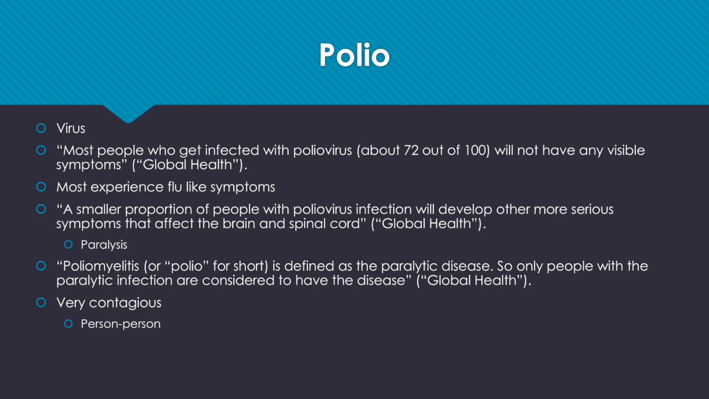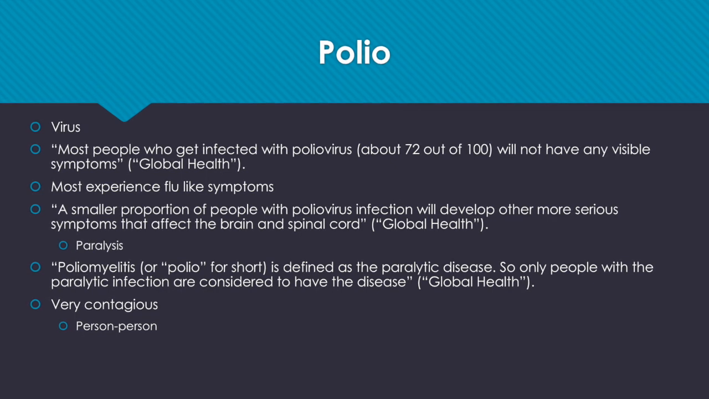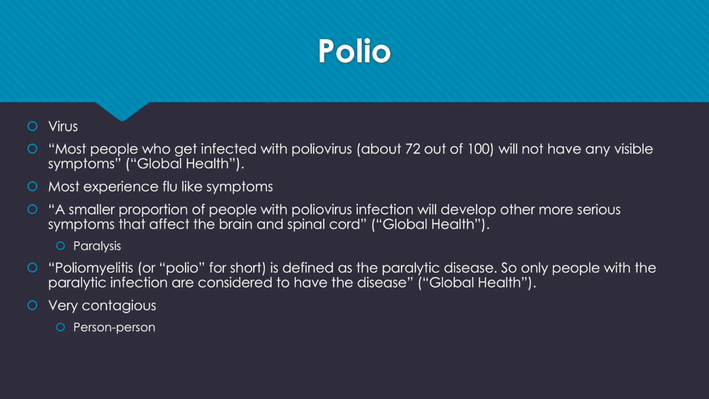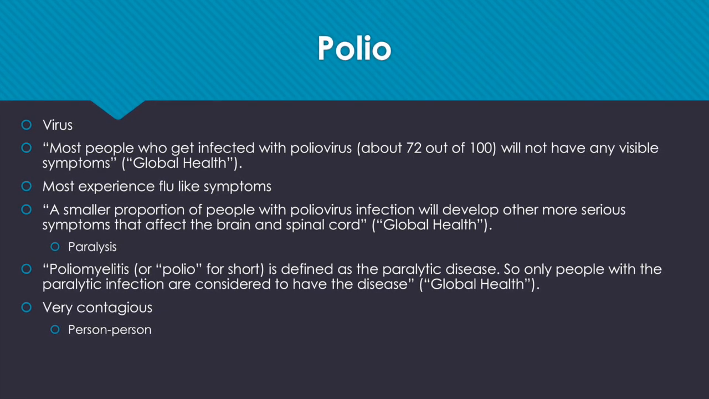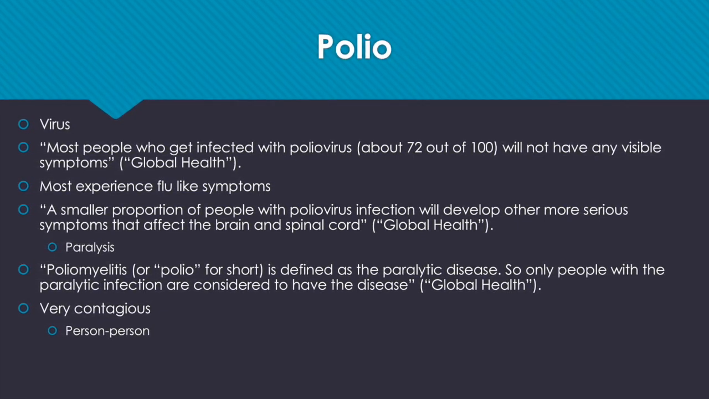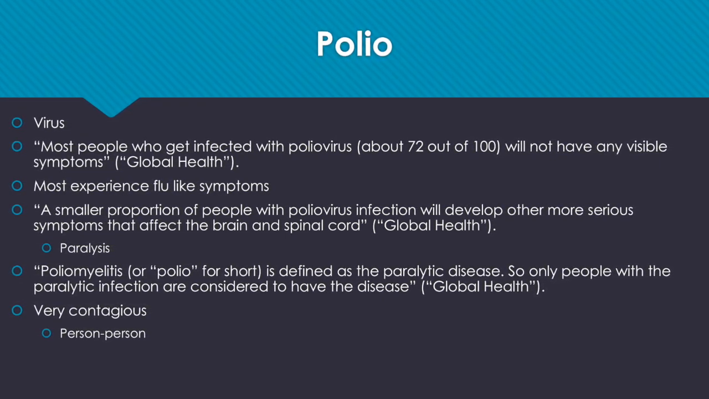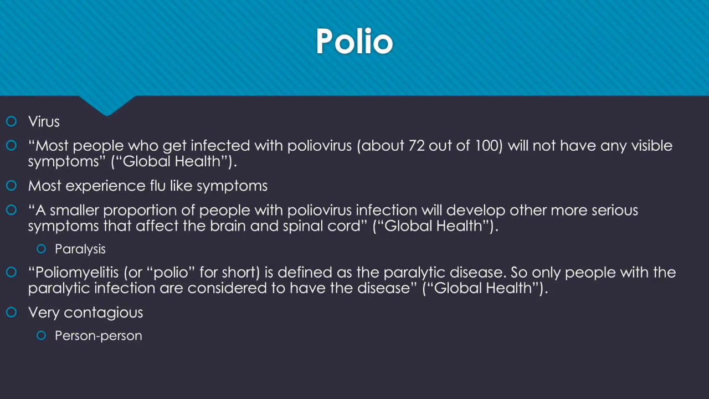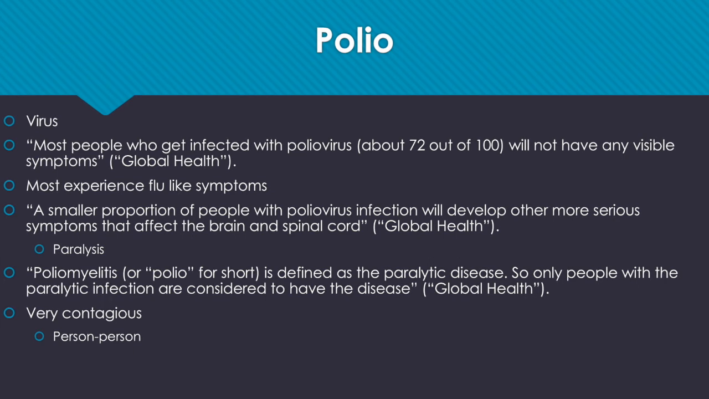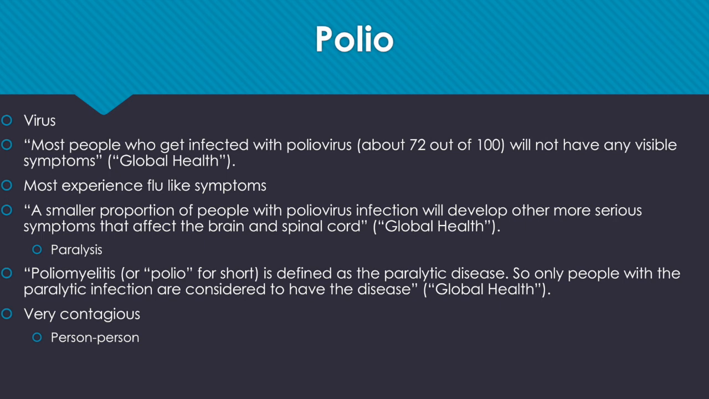A smaller proportion of people with poliovirus infection will develop other more serious symptoms that affect the brain and spinal cord. This is usually paralysis. Paralysis means a person is not able to move certain muscles that cause them to be paralyzed. Poliomyelitis, or polio for short, is defined as the paralytic disease. So only the people with the paralytic infection are considered to have the disease. Polio, again, is a very contagious disease and it is contracted person to person.